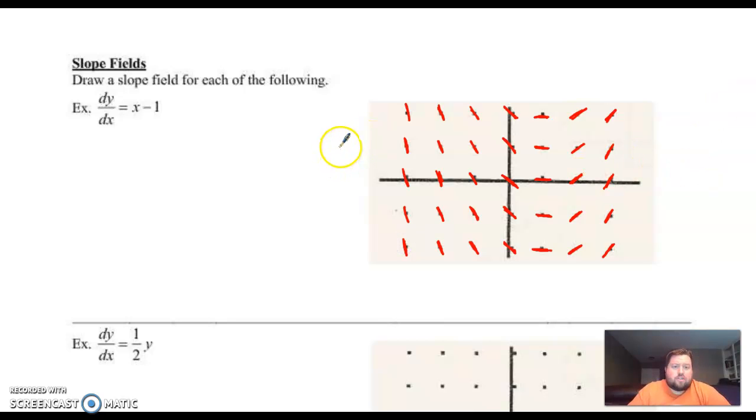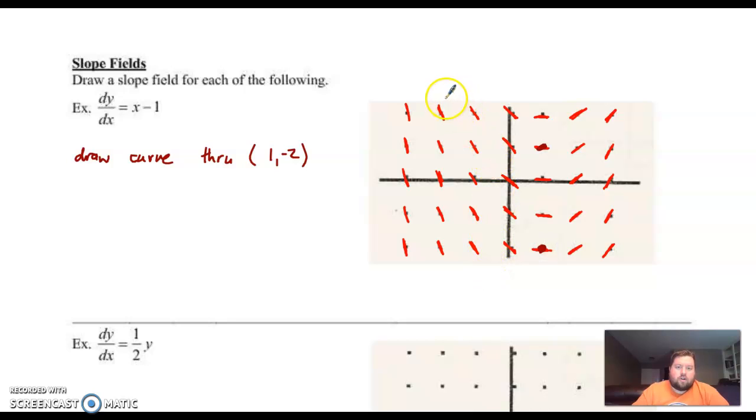One thing they might ask you to do is to draw in a curve that goes through this slope field. All right, and they'll have to tell you a point. So let's say I draw the curve through 1, 1. Actually, 1, 2 is not a good one. Let's go 1, negative 2. All right, so 1, negative 2 would be right here.